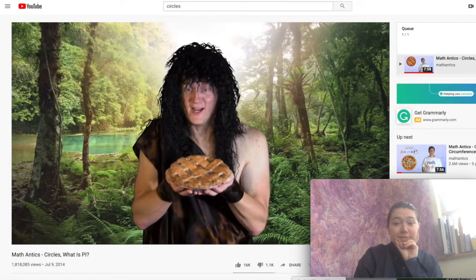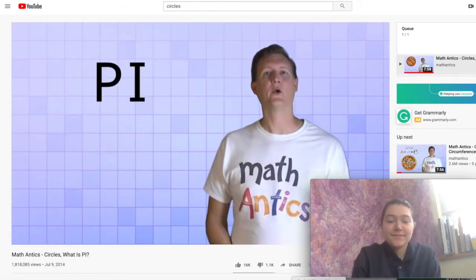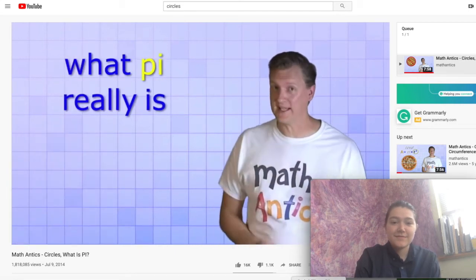Grog make pi. Not that pi. Sorry, Grog, not that kind of pi. In math, the word pi, which is spelled pi, refers to a very special number. In fact, it's so special that it gets its own symbol. This Greek letter here is the symbol for the number pi. But if pi is just a number, why don't we write it like that? Why do we need to use a special symbol for it? That's a good question, and I'll get to that in just a minute. But first, let's learn what pi really is by seeing how it relates to a circle.